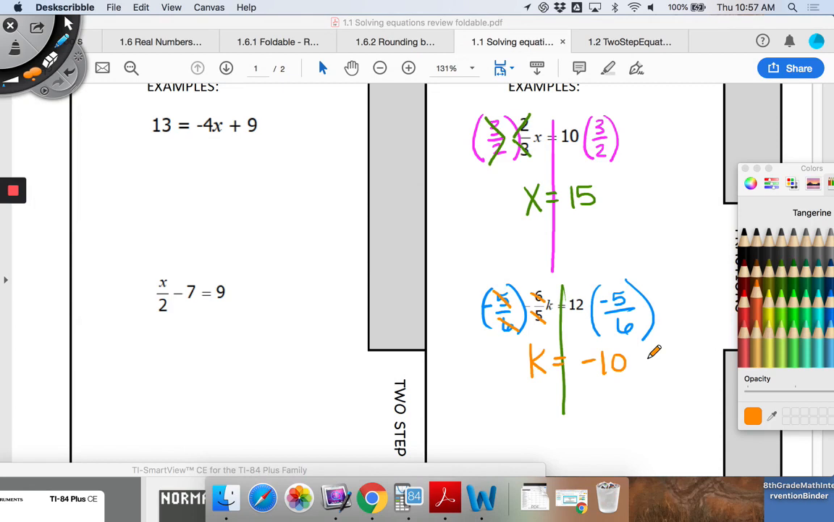So we could type that back in our calculator and do negative 6/5 times negative 10, and it should give us 12. Thank you. I try to make it easy. That's the whole point, is to make it more comfortable.